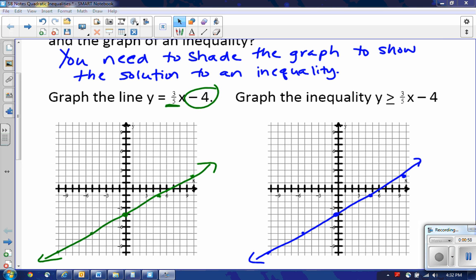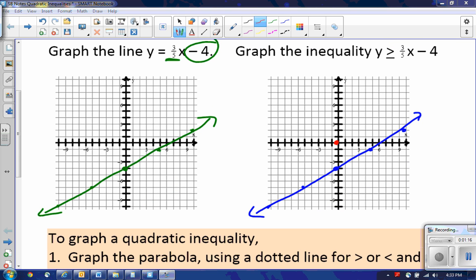Now we need to choose the correct section of the graph to shade. Because it's greater than or equal to, we would expect to shade above. We can test a point to make sure that we're correct. So let's choose a point above the graph. I'm going to choose the point 0, 0.